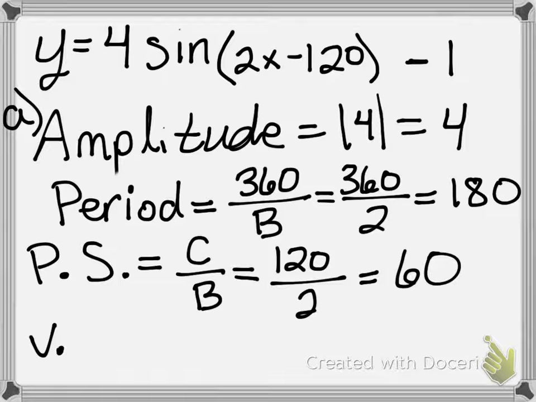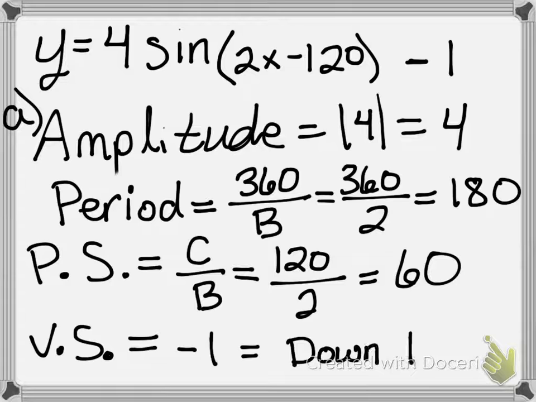And the last thing is our vertical shift, VS for short, and that's just a negative 1. And the negative means that the graph is going to move down 1 unit. If it was positive, it would move up that number of units. So this is all very, very important to know.